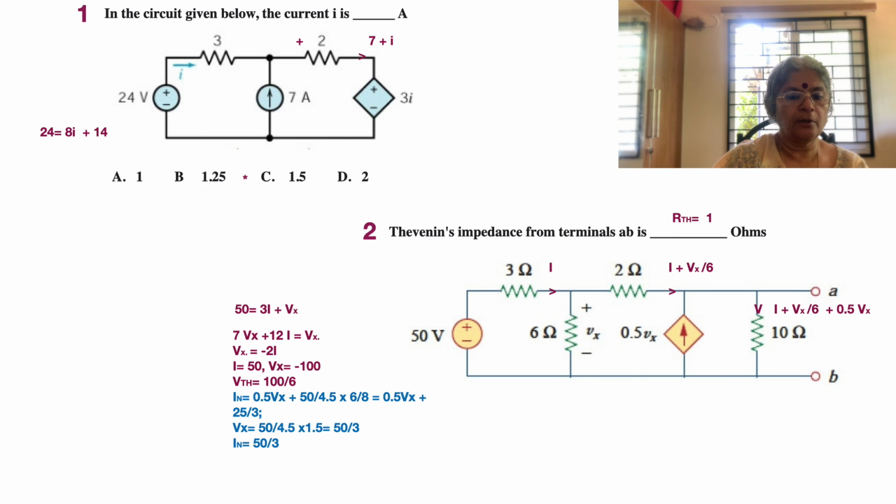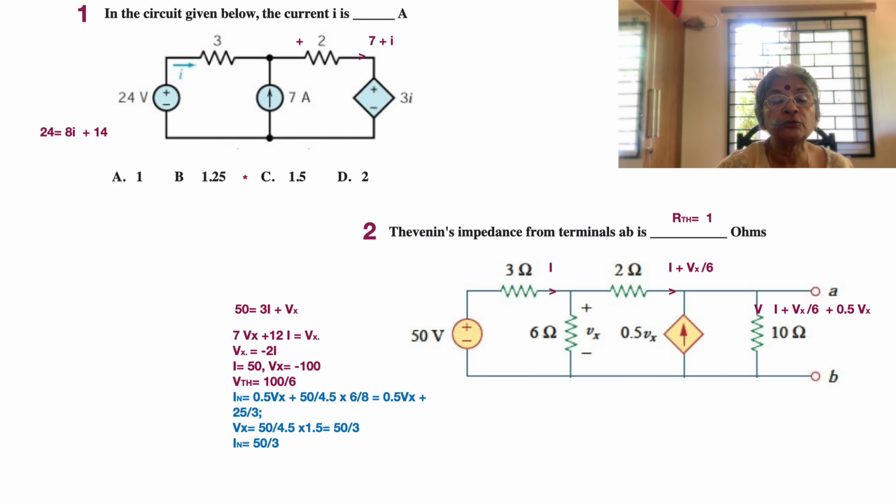So that's equal to two contributions: 0.5 Vx from the current source, and then again we have 25 by 3, that is 50 divided by 4.5 into 6 by 8. That gives us the next contribution from the 50 volt source, which is 25 by 3. Now we have IN, as also Vth. We can take the ratio of the two.